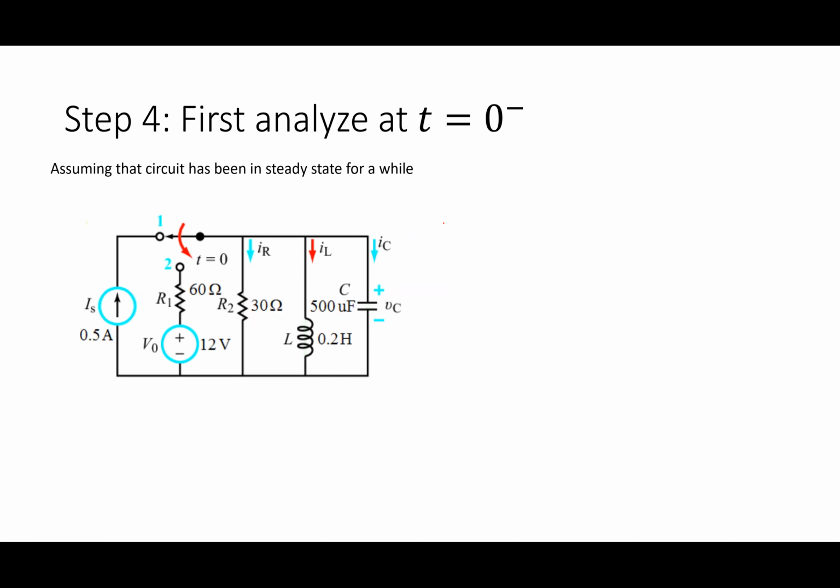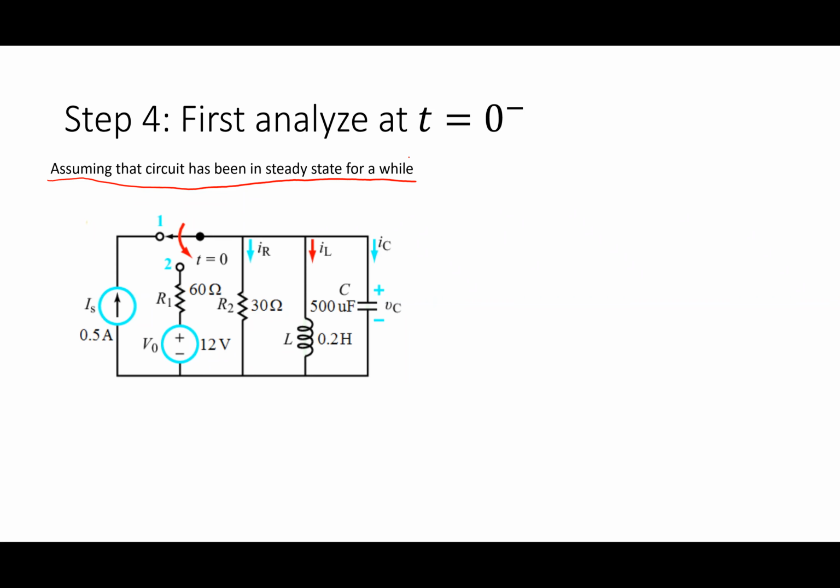All right, so let's do the first part of that step, back to the original example circuit that we've been tracking with. First we have to analyze at t equal to 0 minus, and we always make the assumption that the circuit has been in steady state for a while, meaning all the transients that could have happened have died out. This is just like finding the final conditions.